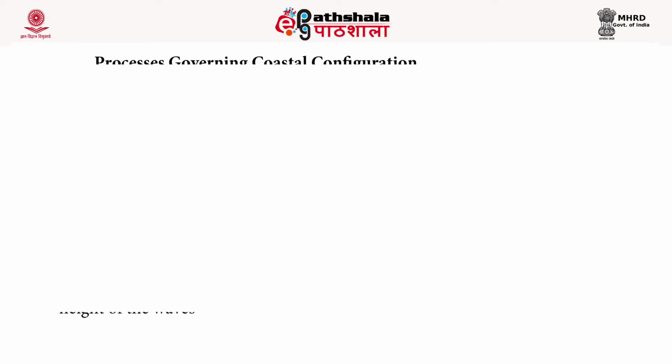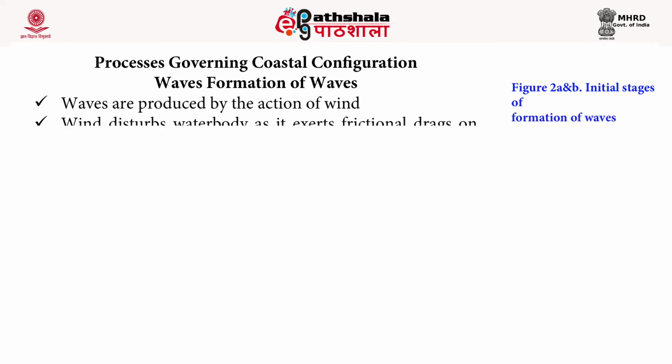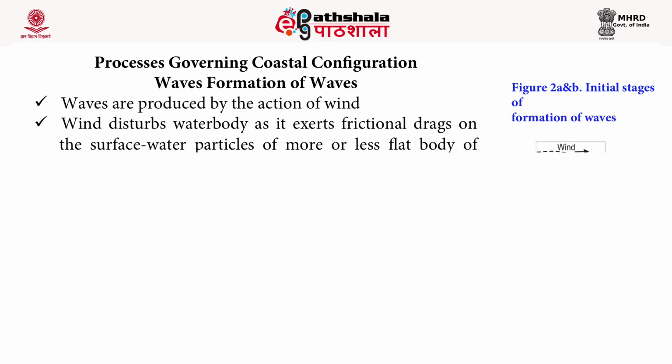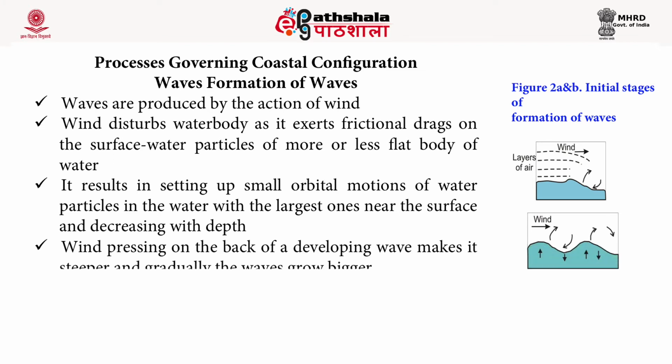Waves are produced by the action of wind. Wind disturbs the water body as it exerts frictional drag on the surface water particles of a more or less flat body of water. It results in setting up small orbital motions of water particles in the water, with the largest ones near the surface and decreasing with depth.